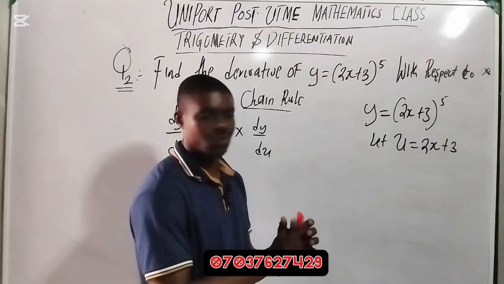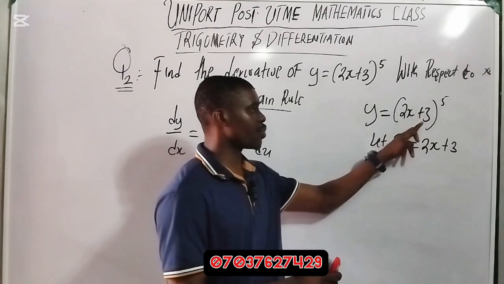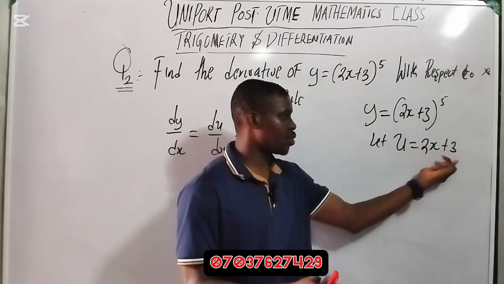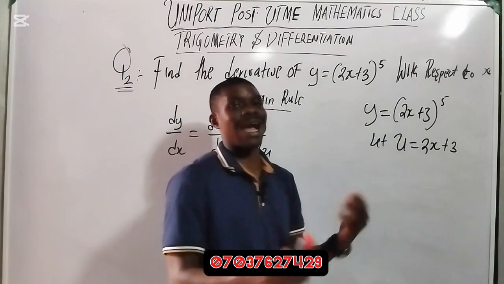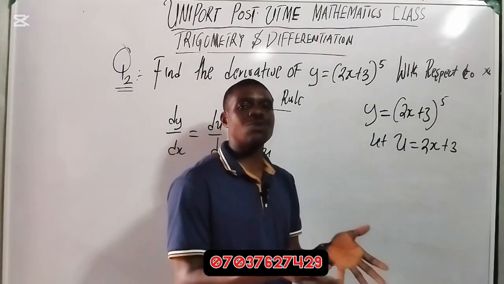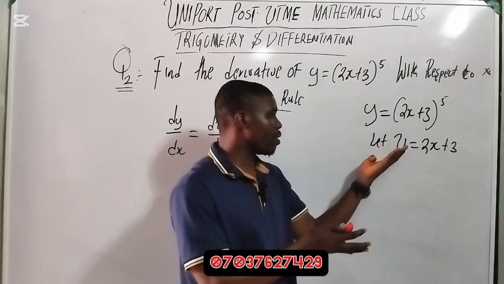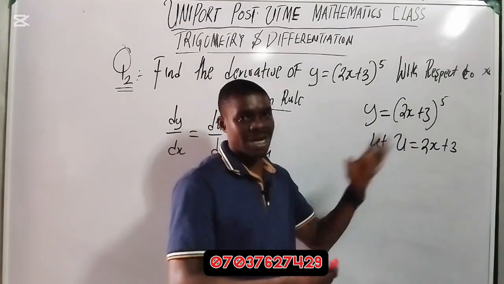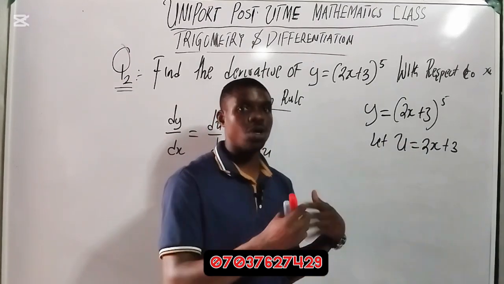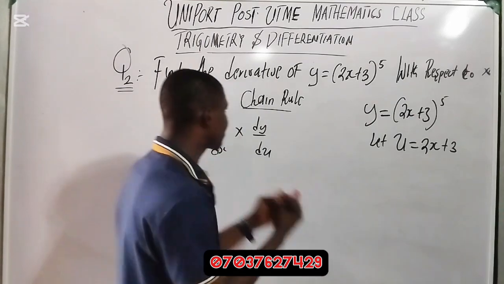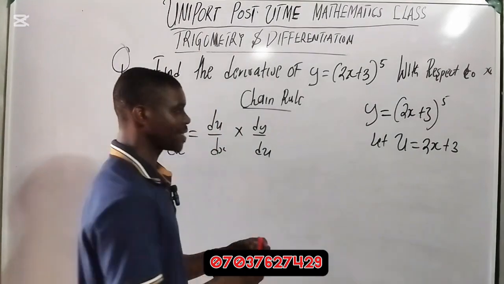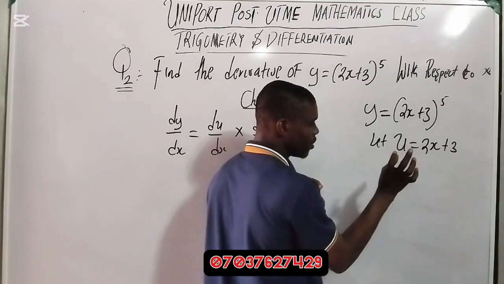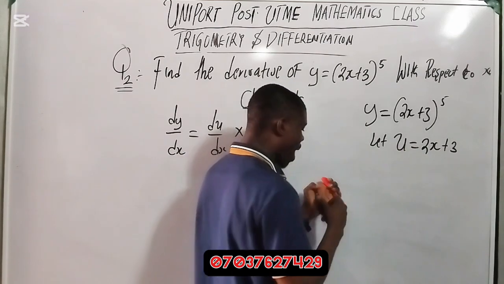So we now have two things here: y equals (2x + 3) raised to 5, and u equals 2x + 3. You can ask, why can't we use another alphabet here? You can use another alphabet, but in differentiation we use u. So in the chain rule we use u, right?